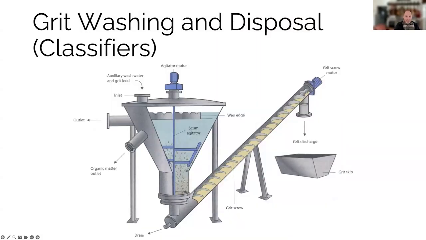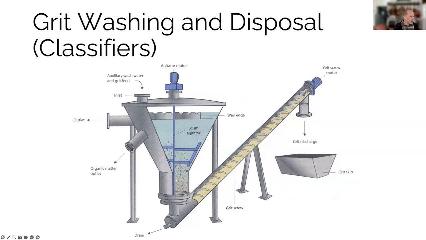Once you've got the grit out, again, you've got to dispose of it. And like the other trash that we pull out, our screenings, it tends to be wet. It tends to have organic material on it. One way of dealing with this is through grit washing and classifiers that dispose of it. And we're sort of looking at a cross section of one of these here.